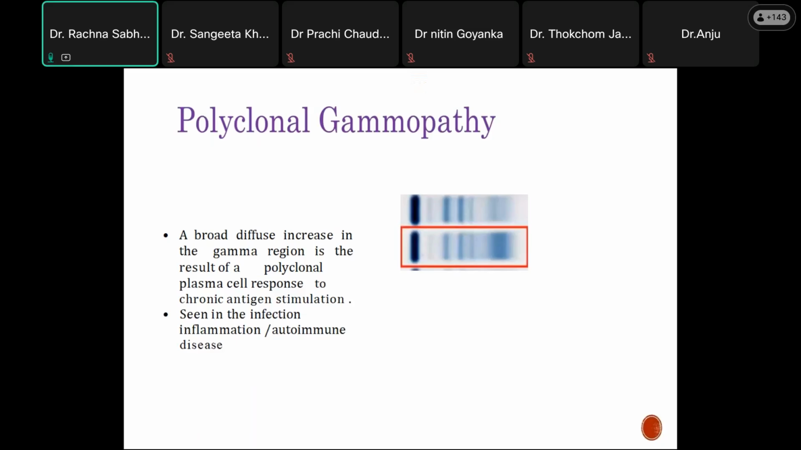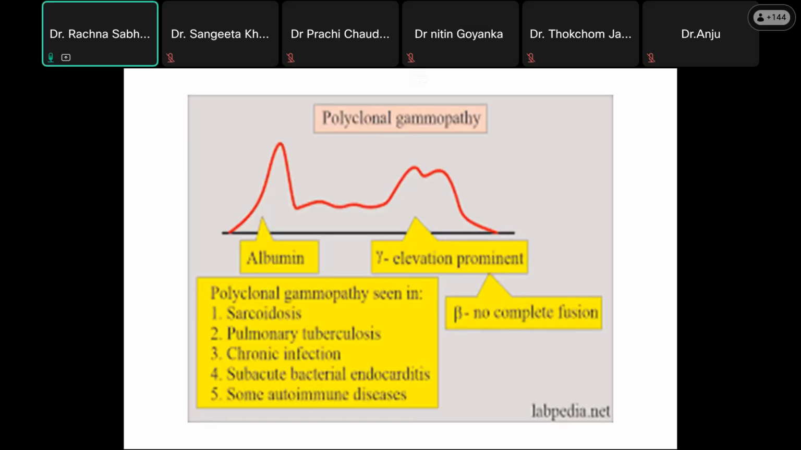Now, polyclonal gammopathy. I've already shown the graph which we get, that is a broad peak in the gamma region. That is a broad diffuse increase in the gamma region. This may not be a malignancy. Generally, it is seen in infections, inflammations, and autoimmune diseases. So what are the various conditions? Again, sarcoidosis, pulmonary tuberculosis, we see the broad peak in the gamma region. We can see the broad peak in subacute bacterial endocarditis, and some autoimmune diseases as well.